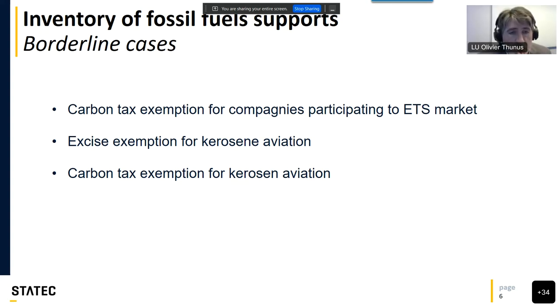Of course, we can do that for a carbon tax exemption, because we don't have carbon tax for kerosene in Luxembourg, and we could estimate that based on the normal level of carbon tax in Luxembourg. So it will be interesting to have your view on this aspect later.